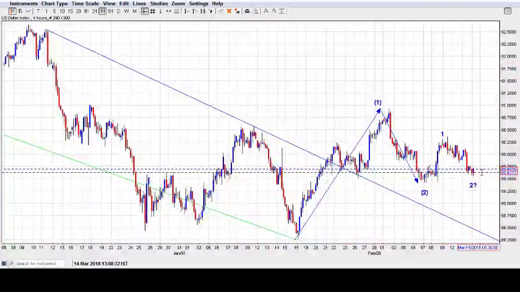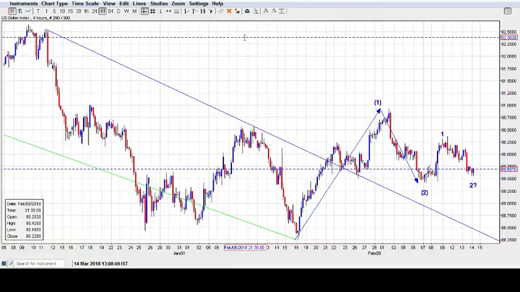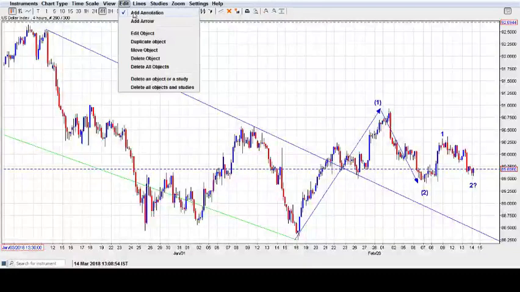So if this count needs to hold, or if it is true to hold, then ideally prices should remain above 89.40 going forward, and broadly above 88.25, of course, right? So that's the wave count presentation.